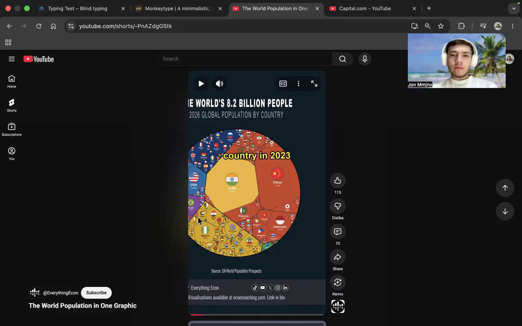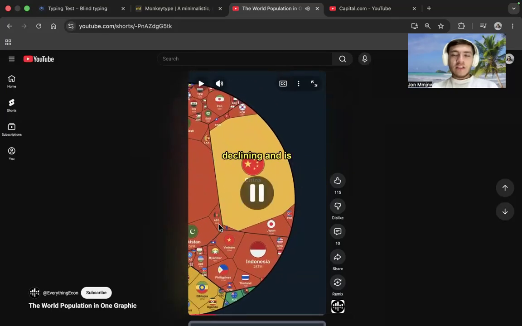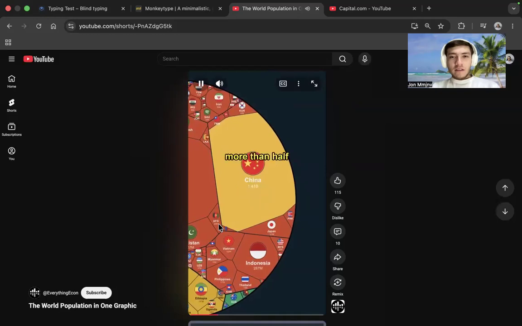All right, look at this. 2023 and will reach 1.5 billion by the end of the decade. China's population is actually declining. China's population is declining. Not China declining, China's population declining. And is projected to lose more than half of its Projected to for future people predictions. by the end of the century.